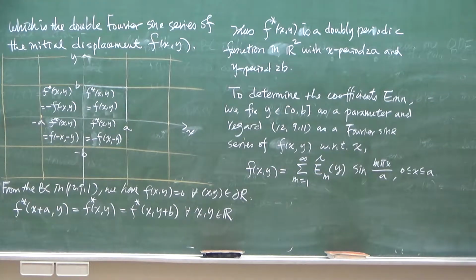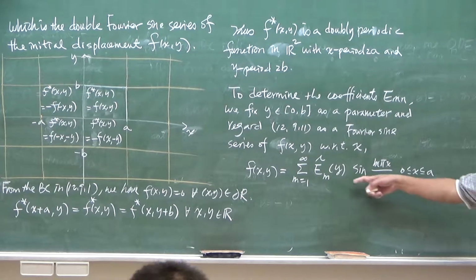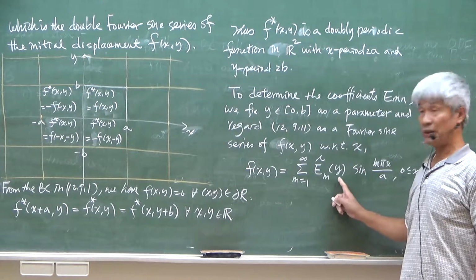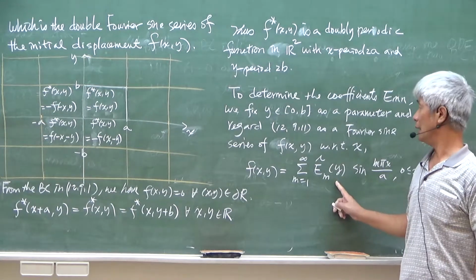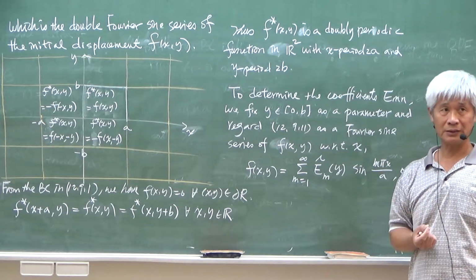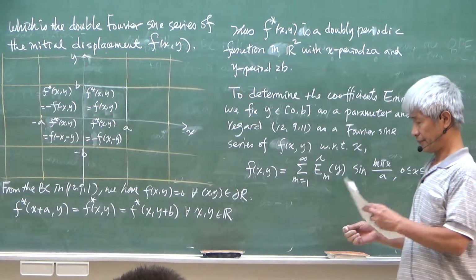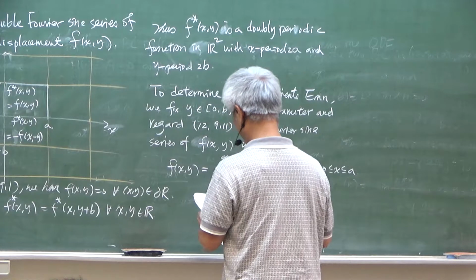can be regarded as a half range of a periodic function. The period is 2a, so this is a half range representation. And the coefficient should be a function of y. Why? Because y is our parameter, so the coefficient should depend on y in general.